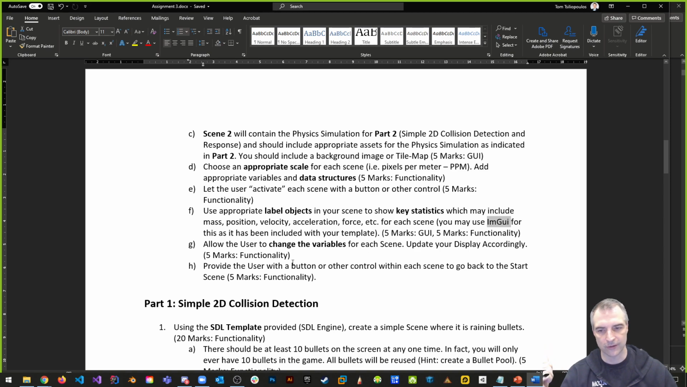Okay, we're going to talk about how to do that, and provide the user with a button or other control within each scene to go back to the start scene so that they can try the other scene out. All right, and this is for testing purposes, of course.